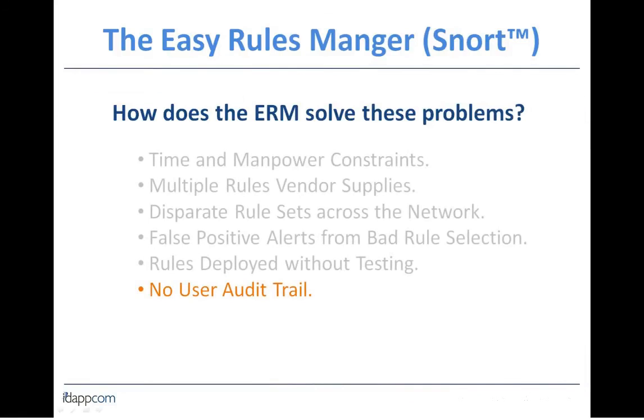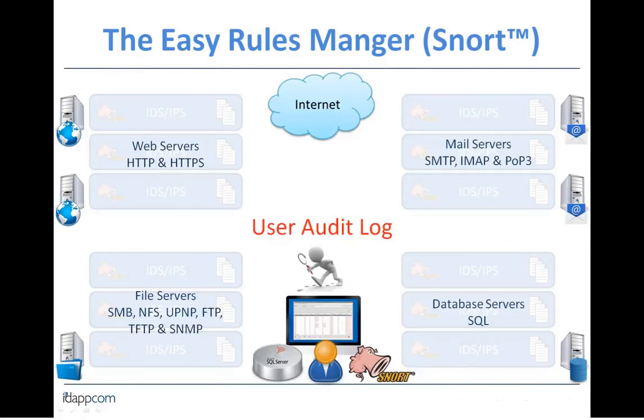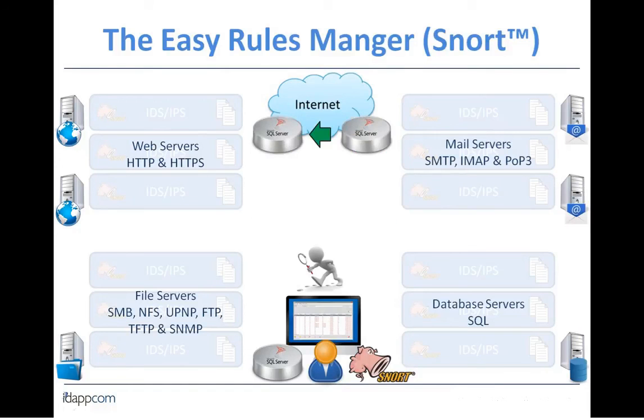And finally, no user audit trail. Built into the Rules Manager is an audit log that tracks user events by their Windows logon identity. Using the audit log viewer, the task of reviewing user activity is quick and simple to do. And if you did become victim to an attack, you have the option to carry out forensics based upon historical backups of the database.